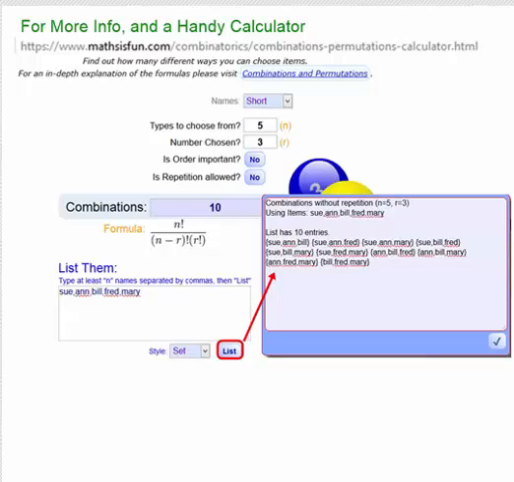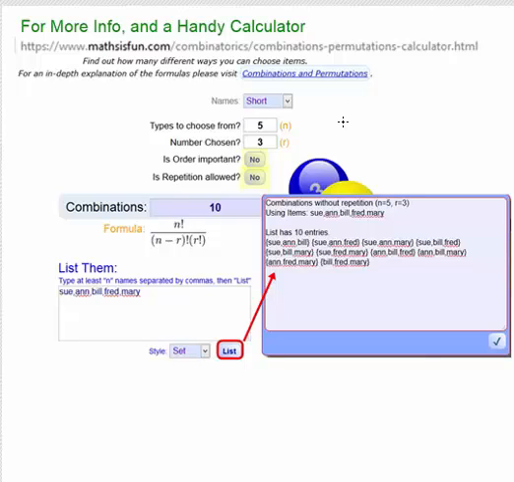And here I have a resource that might be real helpful for you. It's a calculator, but it's not just a calculator. It allows you to designate whether the order is important. And here I'm doing a combination of 5 taken 3 at a time, so order is not important. And also repetition. And for combinations and permutations, repetition is not allowed. And here I have the problem, the combination of 5 taken 3 at a time.